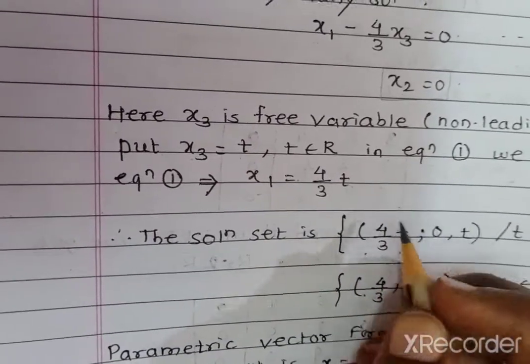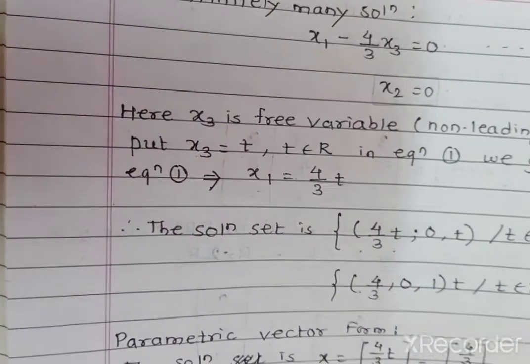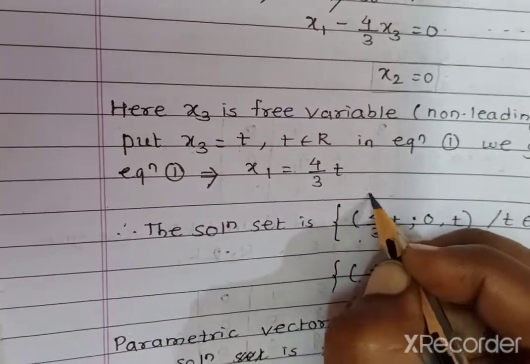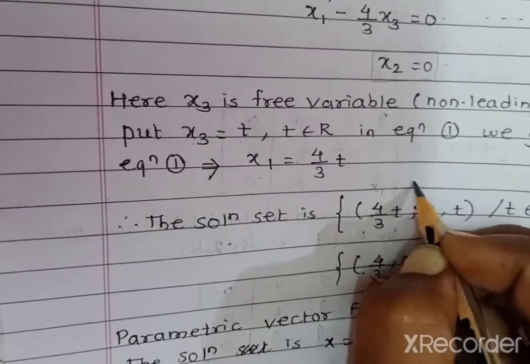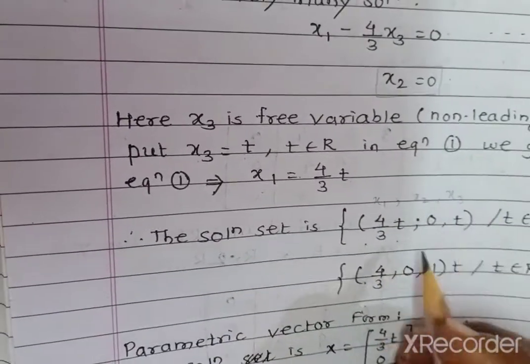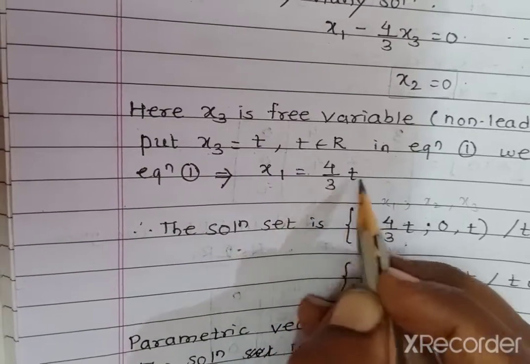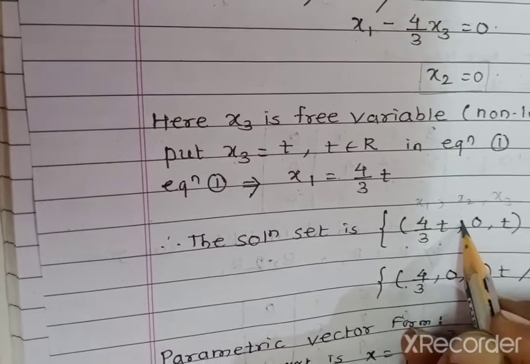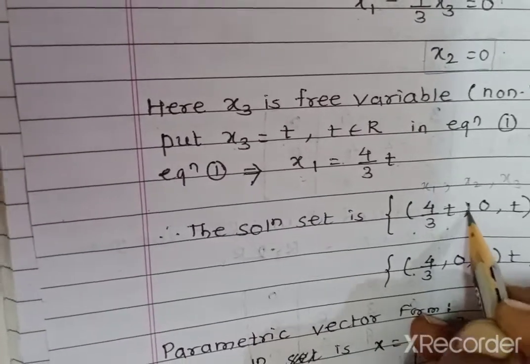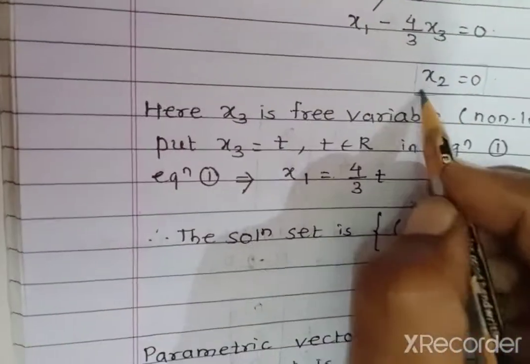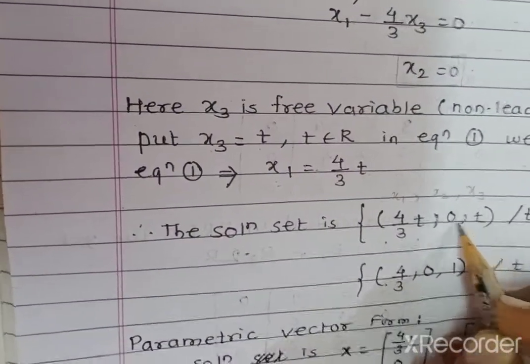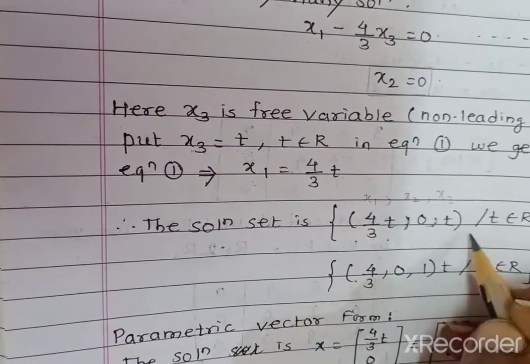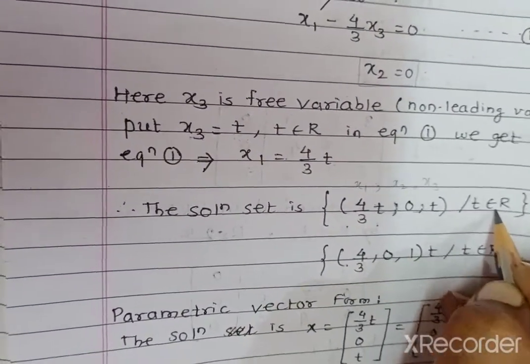the open bracket. It is not necessary, but we may write it in column matrix form also. The first entry is x1, then comma, x2's entry, and then x3's entry. So our x1's entry is 4 by 3 into t. Then comma, not a semicolon, only a comma. x2's value is 0, so write down 0. And then x3's value is t, so we write down t, such that t belongs to capital R.